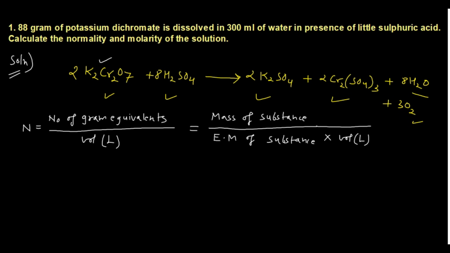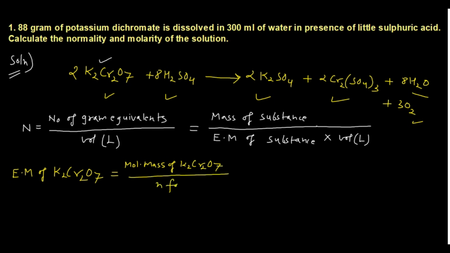Now the important thing is how to calculate the equivalent mass of potassium dichromate. So see here how we can calculate. I am writing here equivalent mass of K2Cr2O7 in acidic medium, right? That is equal to what? Molecular mass of K2Cr2O7 divided by N factor, okay? And in case of an oxidizing or reducing agent, the N factor is actually the change in the oxidation state of the metal involved in it.